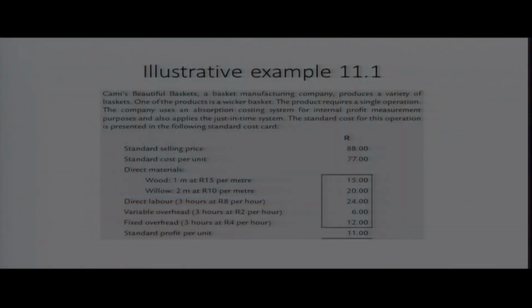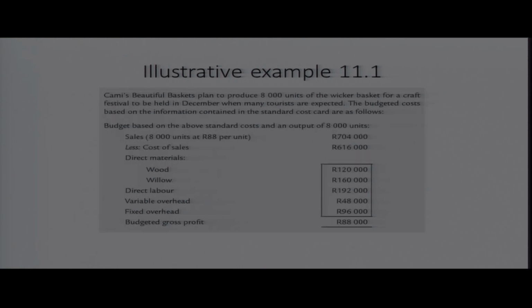This time we are going to be looking at the sales variances. So we are still busy with our example 11.1. We're only going to be looking at the sales. So as per the question, the standard selling price is 88 rand. According to the budgeted income statement, we budgeted to sell 8,000 units at 88 rand.